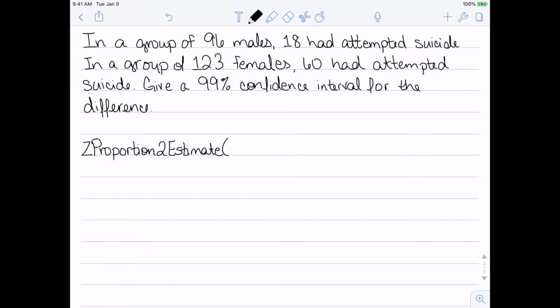We then enter in our sample proportion and sample size for the first group. So we had 18 out of 96. The second group had 60 out of 123. And finally, our confidence level was 0.99. Now that we have that, let's move over to our graphing calculator and see what we get.